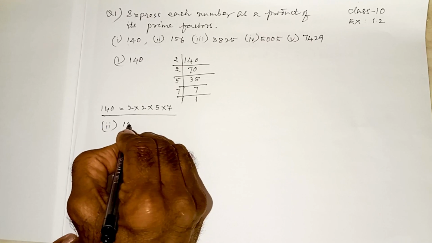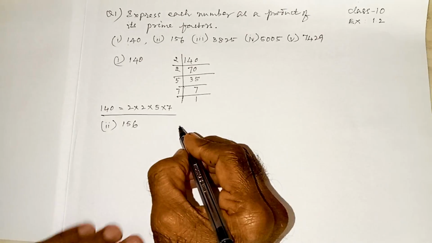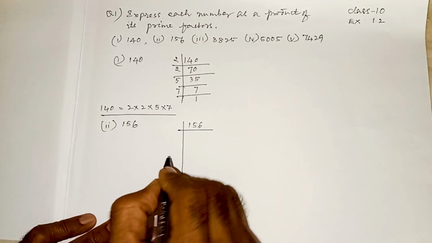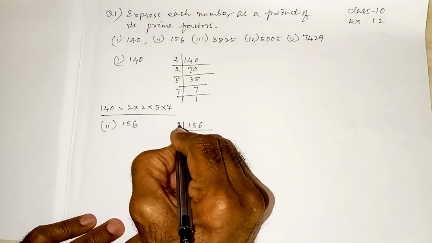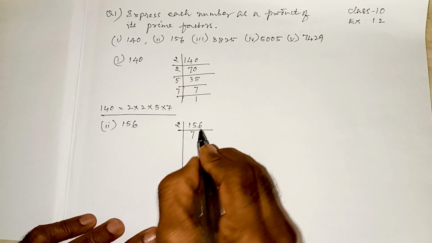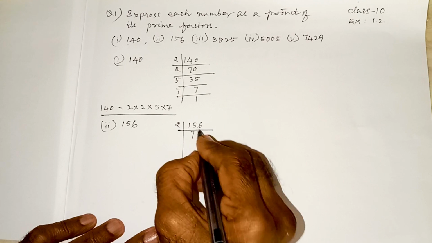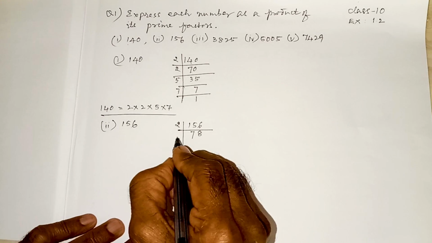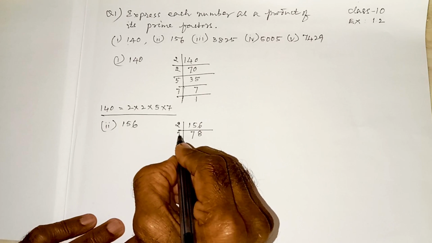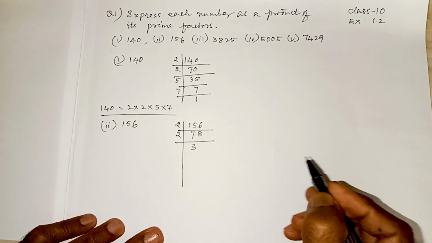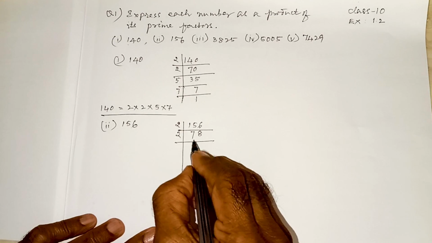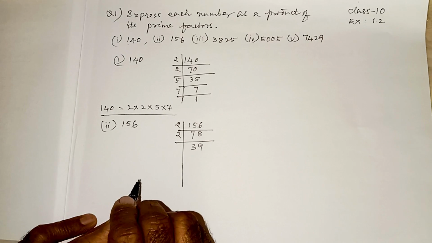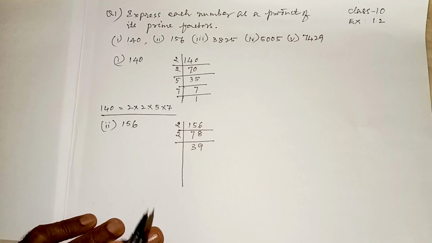That is 156. Let us do the same way. Write down 156. It also starts from 2. 2 into 7 is 14. Carry 1, it becomes 16. 2 into 8 is 16. So 78 times. This is again an even number. We can try with 2. 2 into 3 is 6. Carry 1, it becomes 18. 2 into 9 is 18. Now further, you cannot go with 2.